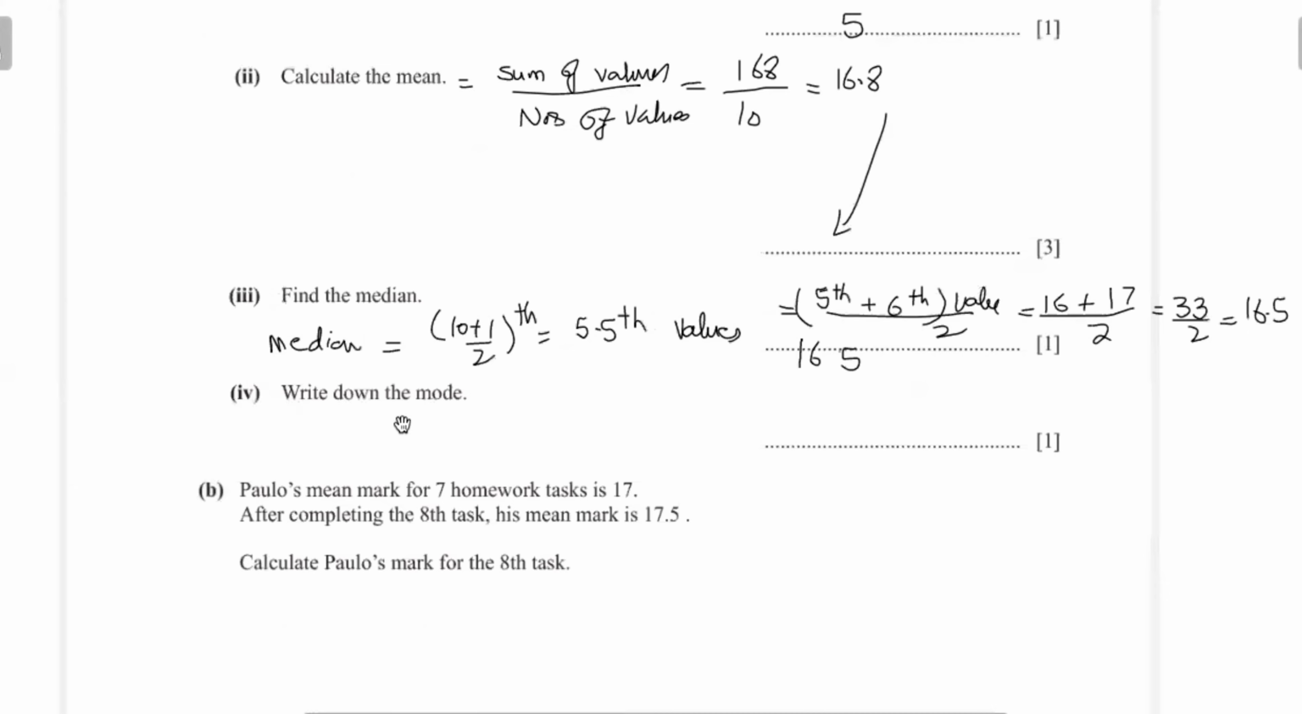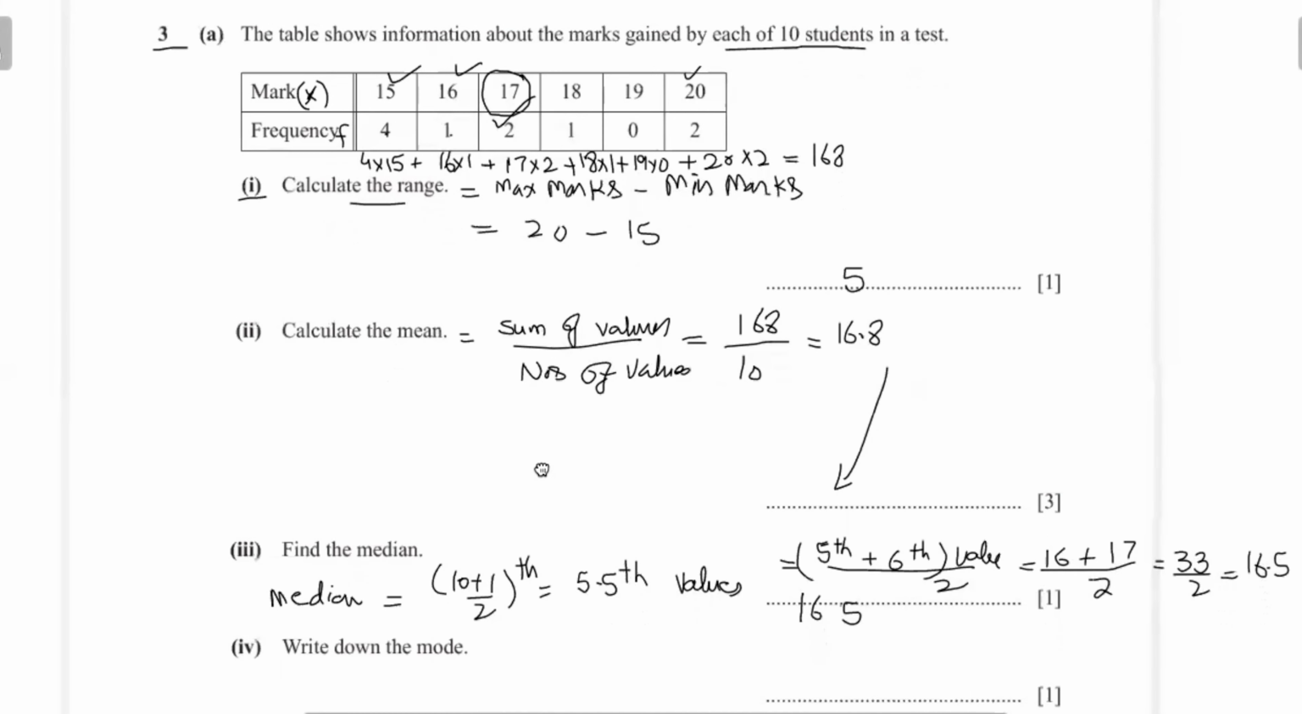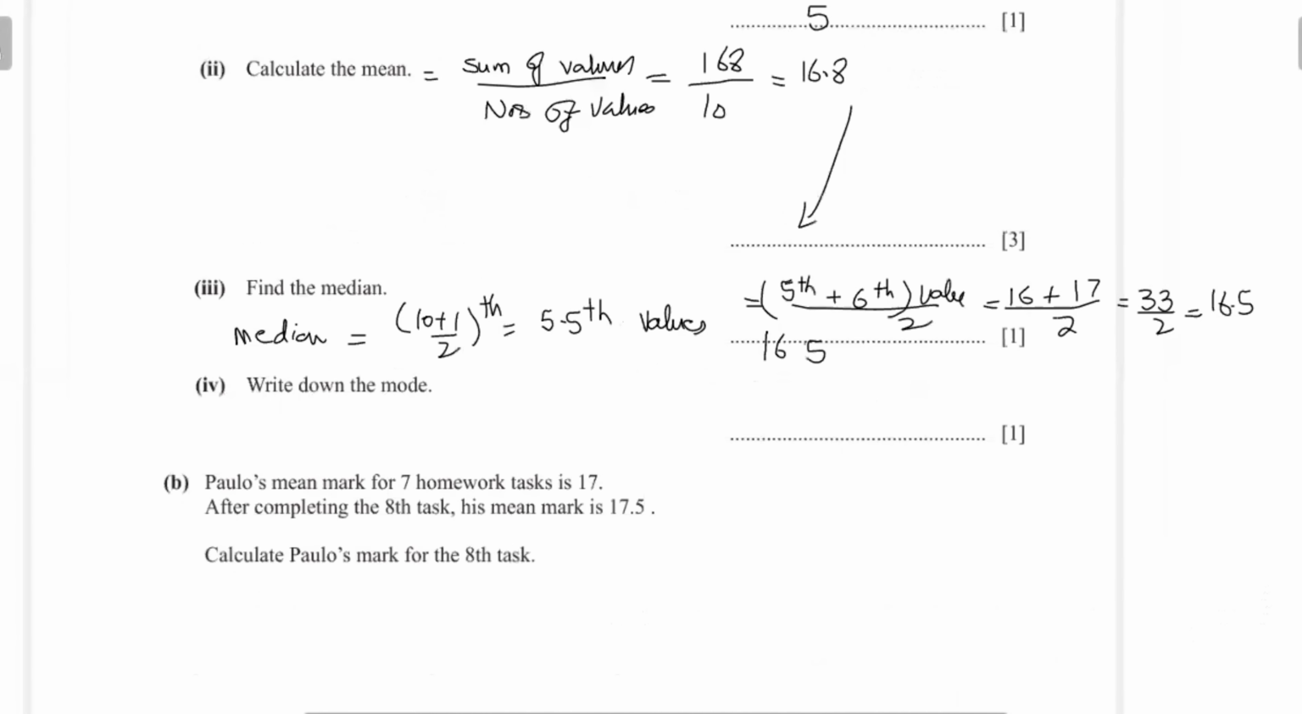Next, write down the mode. Mode is the most occurring value. Therefore, you see here the 15 marks are the most occurring value. Therefore, 15 marks is the mode.